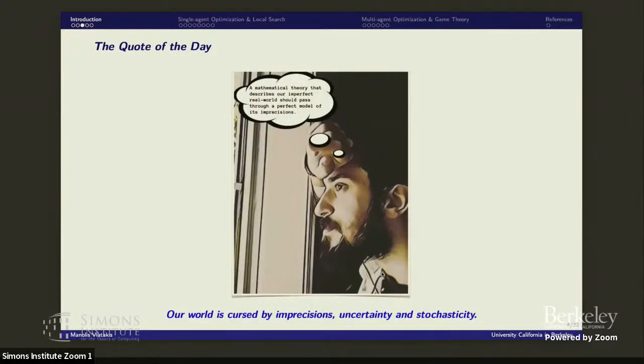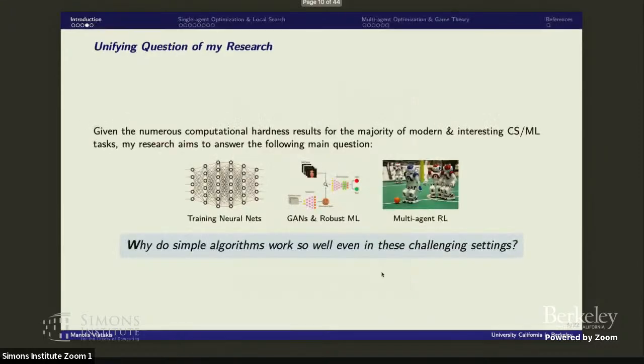And if there is an important thing that I understood during my PhD, it is the following: if someone would like to have a mathematical theory for computer science, for example, that would explain the real world, what you really need is a perfect model that describes the imperfection of our world. Why? Because our world is cursed by imperfections, uncertainty, and stochasticity.